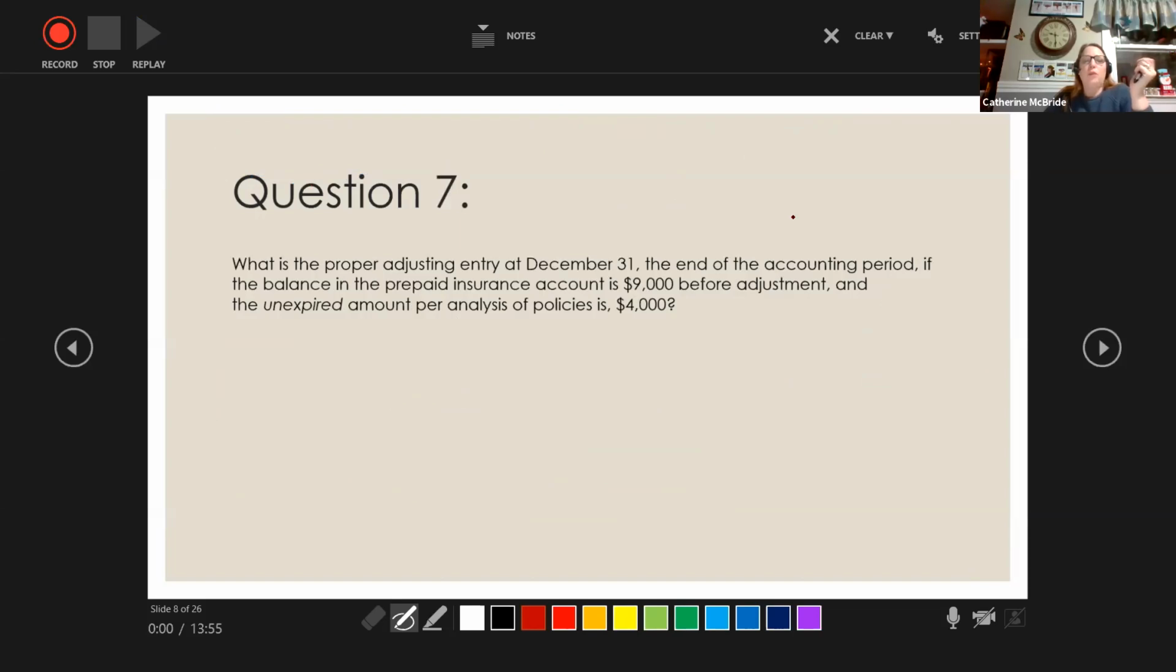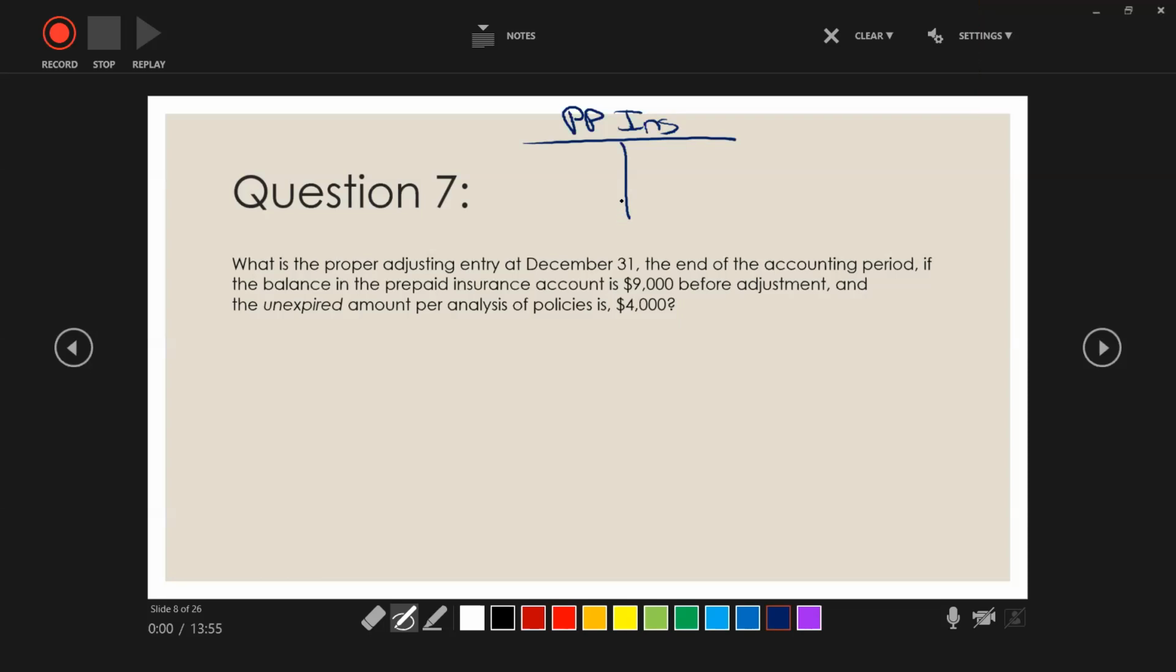What is the proper adjusting entry? So we know we're going to do an adjusting entry. At December 31st, the end of the accounting period, the balance in the prepaid insurance account is $9,000 before. I know I'm going to need my account, prepaid insurance. What type of account is prepaid insurance? Asset. So does it have a normal debit or credit balance? It's a debit, yep.